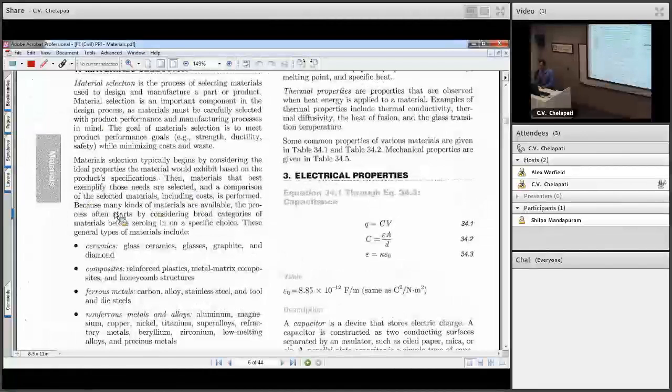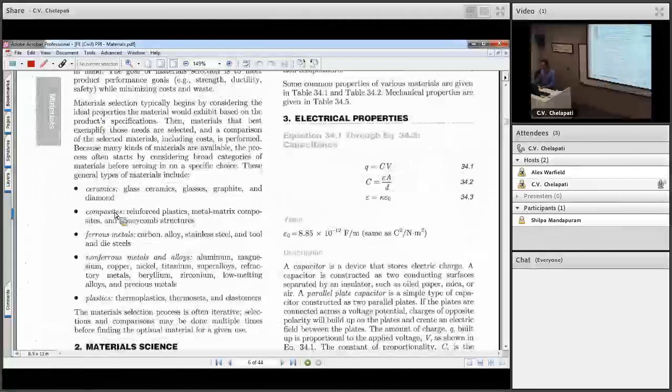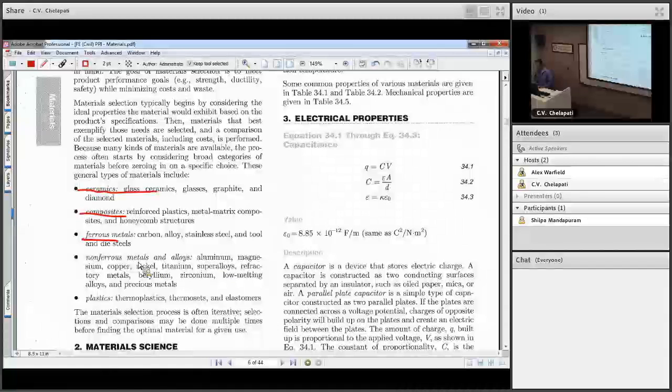So materials basically fall into different categories. You have ceramic material such as glass, graphite, diamond. Then you have composite material, which is like reinforced particles in a substrate, like a metal matrix composite, which is actually my area of expertise, metal matrix composite by 3D printing.